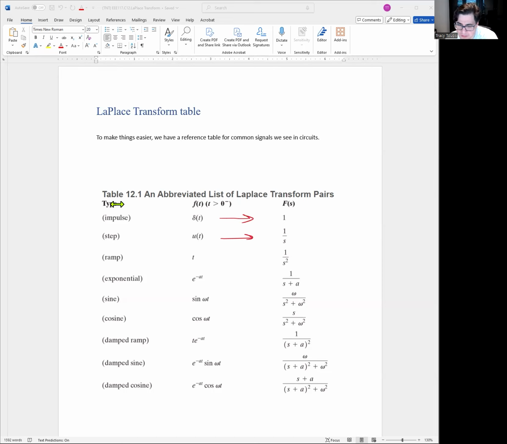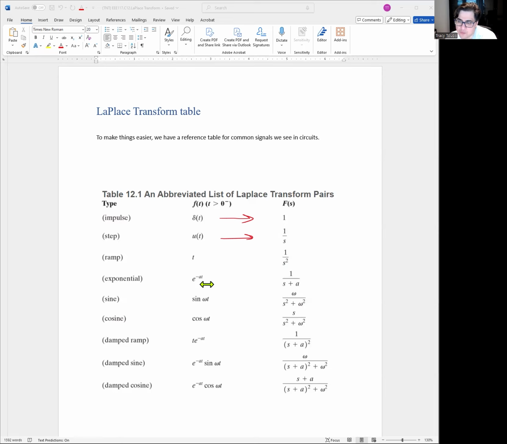So the standard functions we'll see are going to be an impulse function, which we talked about last time. Impulse of t is just 1. Step function u of t is 1 over s. And remember, the variable s is the frequency variable. So what this means is for step function u of t, if you do 1 over s, as frequency gets higher, this number gets smaller. Ramp function t is 1 over s squared. So as the frequency goes up, this ramp function gets smaller and smaller.